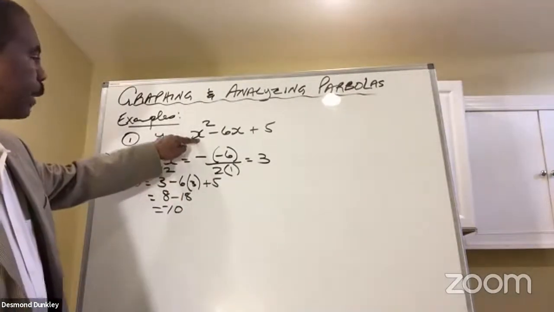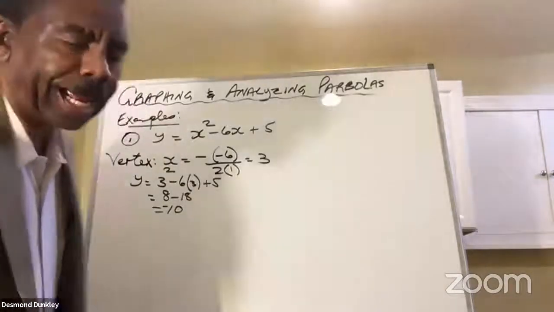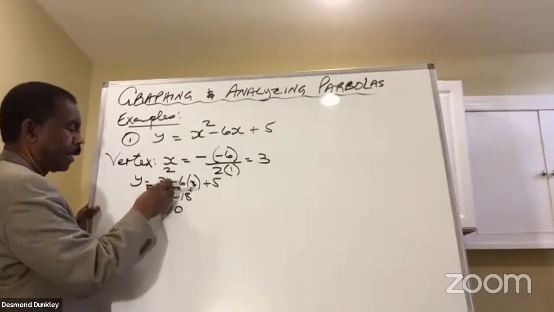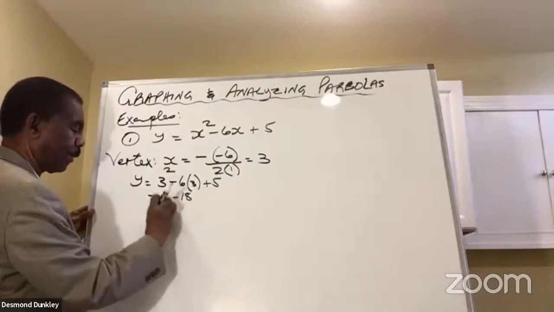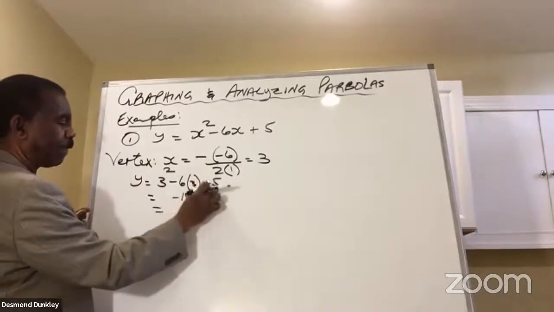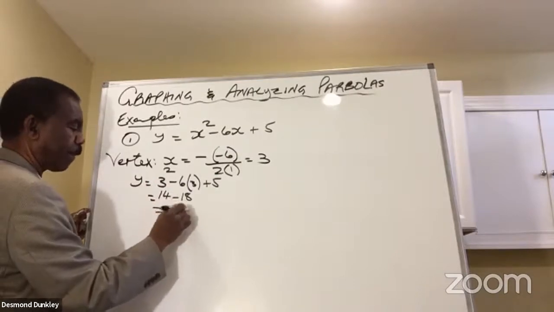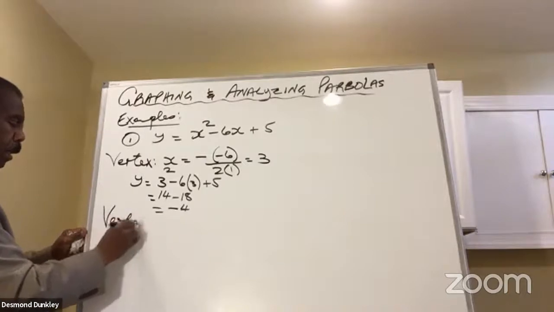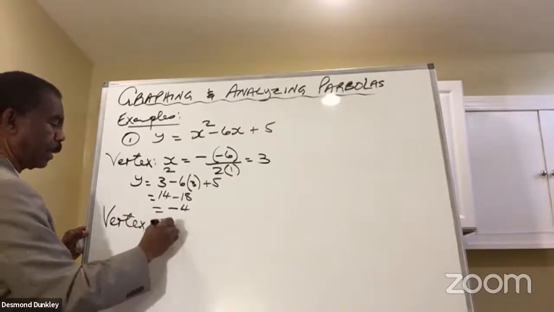So 3 squared is 9. Oh, 3 squared is not 8. Ha, ha, ha. 3 squared is 9 plus 5. I don't know what just went down. So 9 plus 5 is 14. Take away 18 leaves negative 4. That's better. So our vertex is the point 3, negative 4.